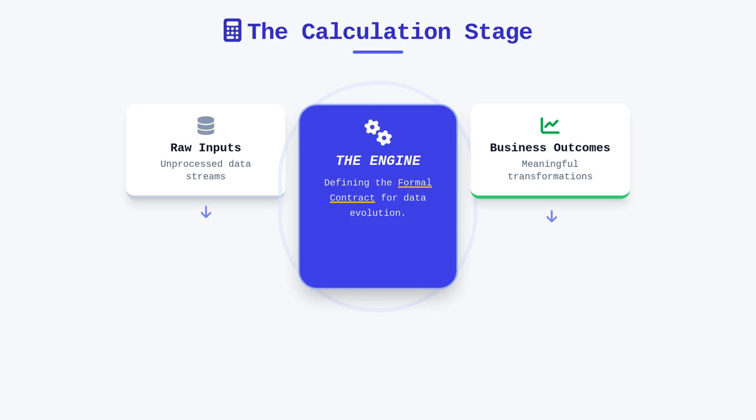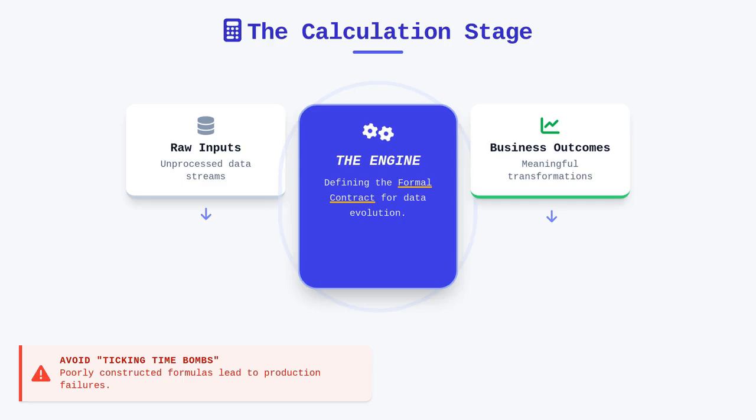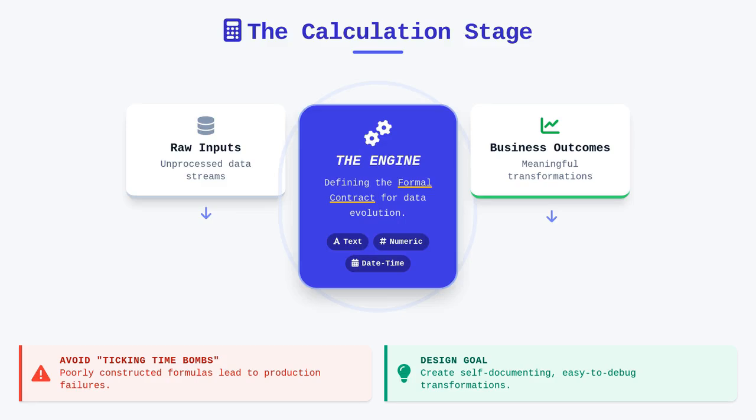I often prefer to treat these expressions as small pieces of logical code that demand clarity, as a poorly constructed formula acts as a ticking time bomb in production. At its core, the expression editor provides access to a comprehensive library of functions ranging from text manipulation and numeric arithmetic to complex date-time operations. Understanding how to leverage these built-in utilities is essential, but equally important is knowing the limitations of the environment in which these expressions execute. By mastering this stage, you move beyond simple variable assignment into the realm of designing self-documenting data transformations that are easier to debug when things inevitably go wrong.